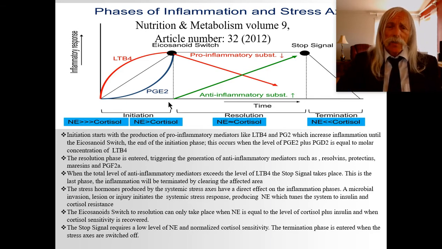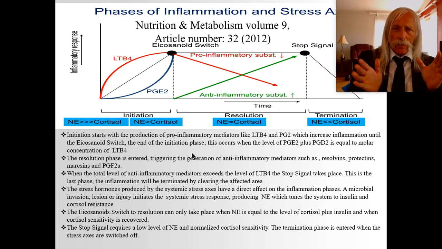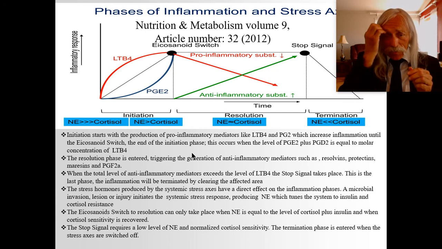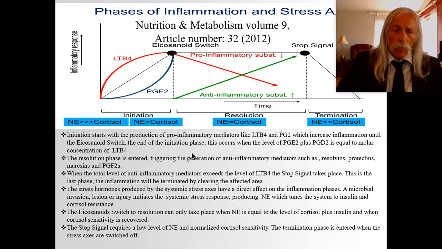By the way, a good inhibitor of COX, of course, is aspirin, right? Because it acetylates that protein. So it's a suicide inhibitor of cyclooxygenase, just so you remember that. I'm sure all of you do. So anyways, the end of the initiation phase occurs when the levels of PGE2 plus PGD2, not shown here, are equal to molar concentrations of LTB4. So you're getting an alteration of prostaglandin type of icosanoids and the ratio of them to the leukotriene or the lipoxygenase pathway. So this is happening at the local hormone level.